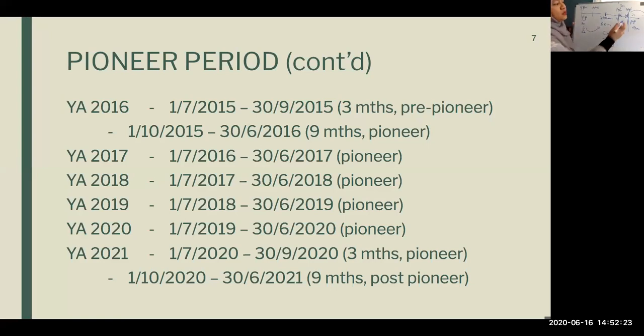So what happened is that whatever capex expenses you incur during this period, remember this one has entered YA 2020, 2021, so it's deemed to be incurred under the post pioneer period. Why is it so important for you to understand this? Because assuming that you incur capex during this period, then you have to decide, capex incurred during these last 3 months, should I claim during the pioneer period or should I claim during the post pioneer period?